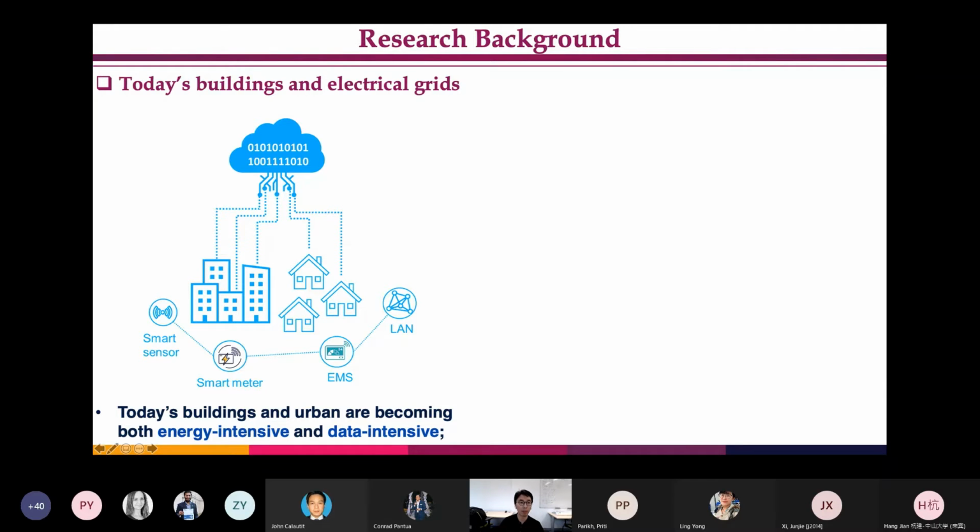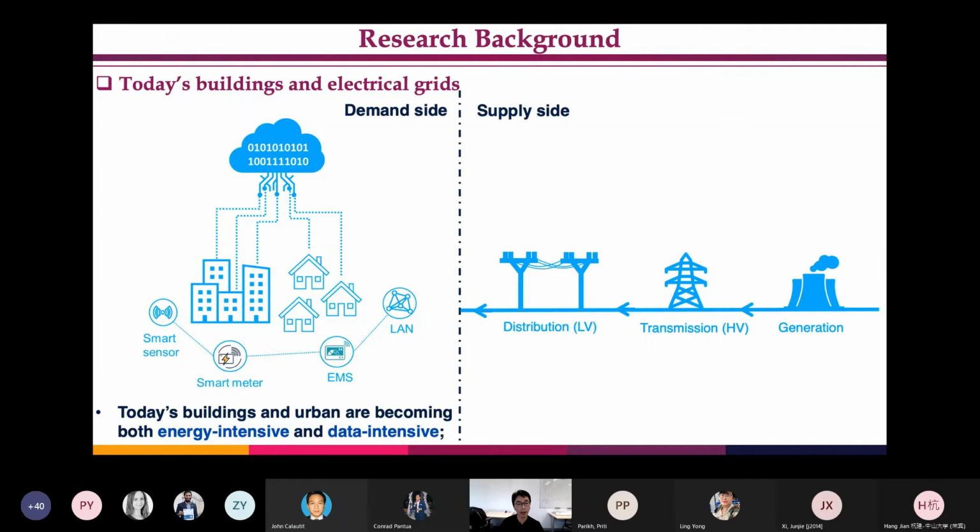These days, both buildings and the electric grid are undergoing some changes. In buildings nowadays, we've installed a lot of high-tech devices like smart sensors, smart meters, energy management systems, and local area networks. All of these devices are generating a large volume of data, so today's buildings and urban areas are becoming both energy intensive and data intensive.